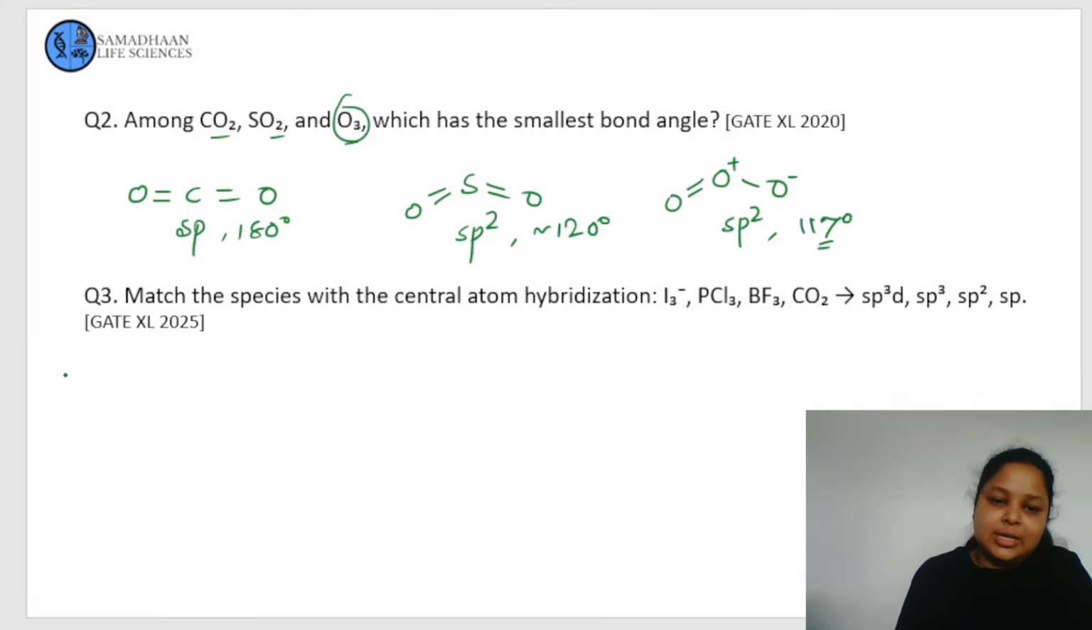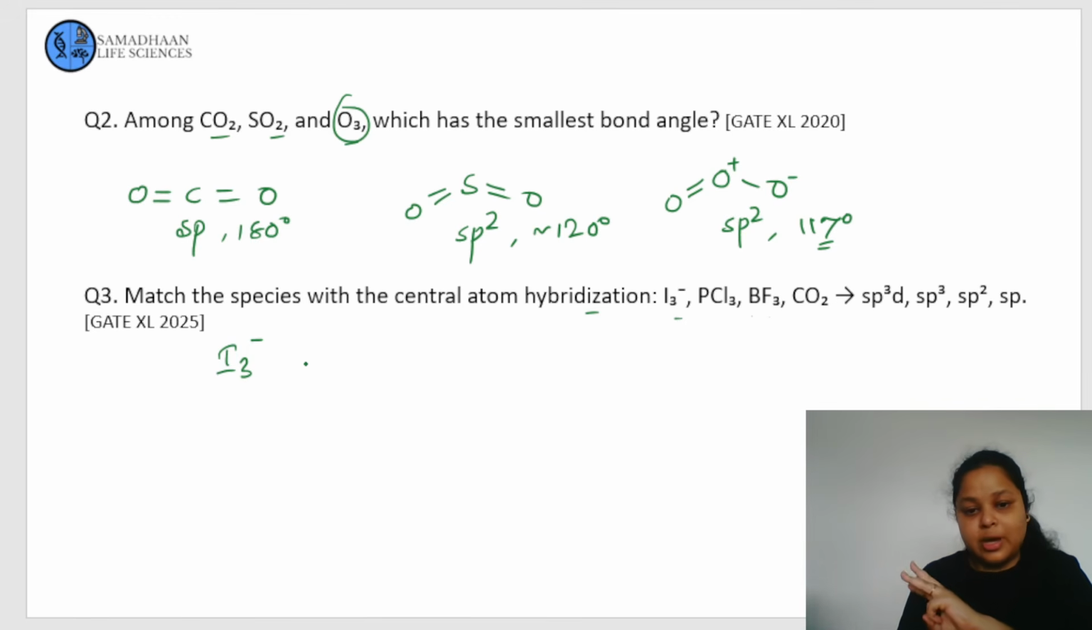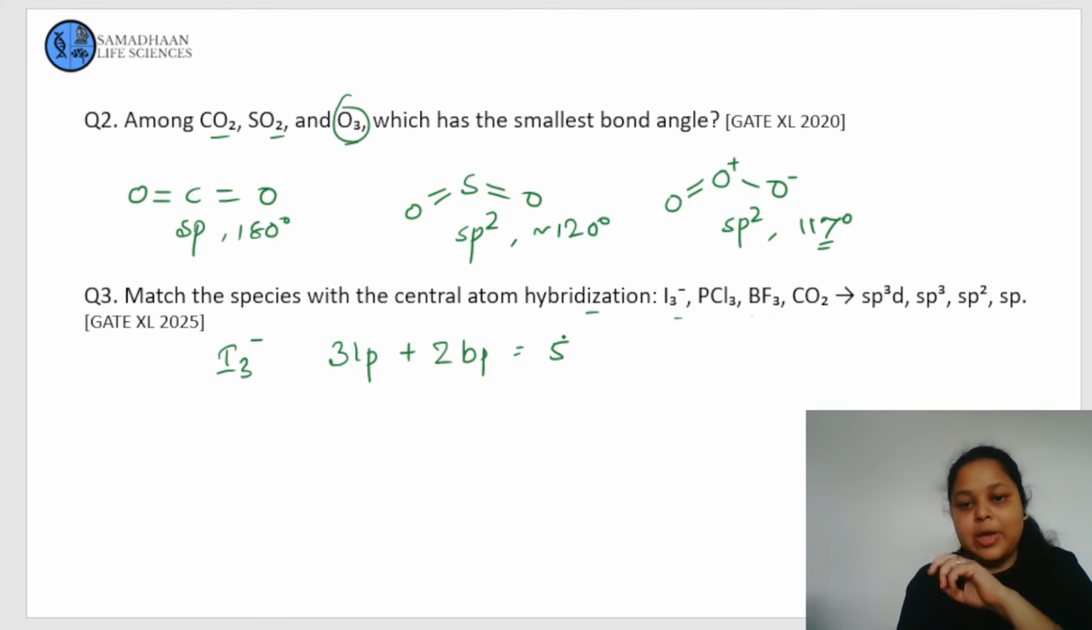Now, let's take the last question for today, which is to match the species with the central atom hybridization. Here we have four molecules. Let's take them one by one. For I3 minus, with the central atom iodine, two iodines are attached, but iodine also has three lone pairs. So we will consider three lone pairs plus two bond pairs, a total of five pairs of electrons. So this should be sp3d hybridized.